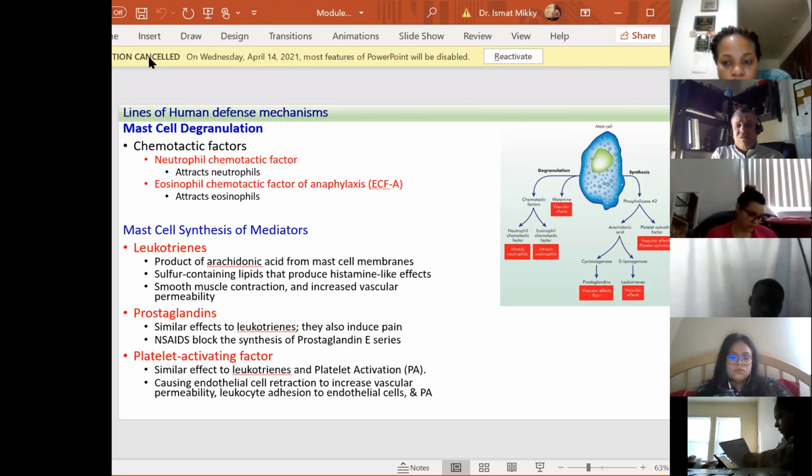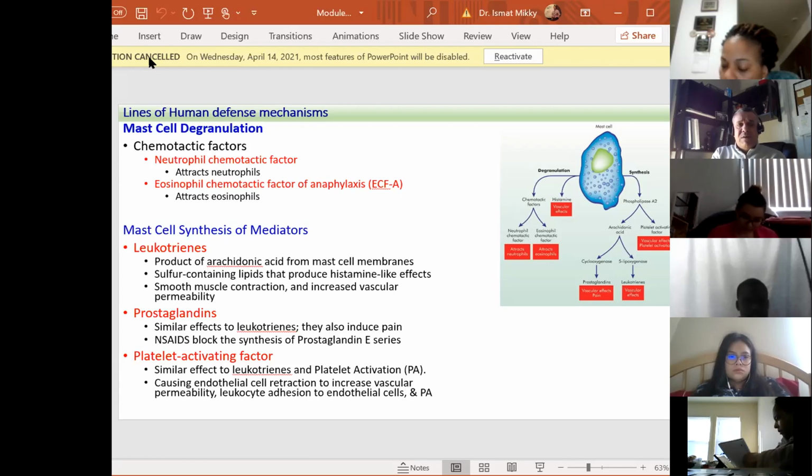One of the chemotactic factors is called NCF, neutrophil chemotactic factor, and we have ECF, eosinophil chemotactic factor. From the name, these factors are going to attract either the eosinophils or the neutrophils. They are specialized to go and grab the neutrophils from the bloodstream and bring them to the affected area in which there is an inflammatory response. Because we need the neutrophils, we need the white blood cells. It's part of the inflammatory response.